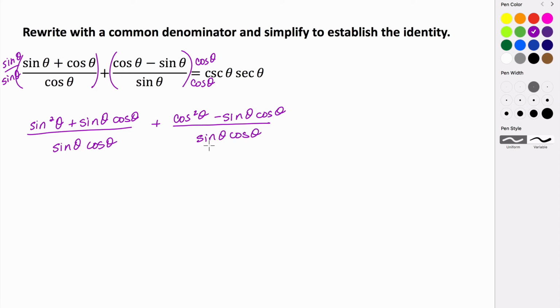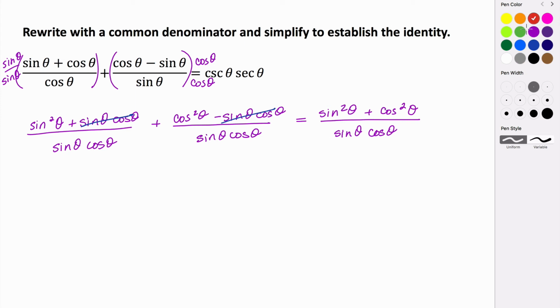So now that these have a common denominator, we can just add the terms in the numerator. So when we do that, we're going to have sine squared theta. We're going to combine any like terms if possible. So we have sine theta, cosine theta, but we also have its opposite. So those are going to cancel. And then we just have a cosine squared theta. So plus cosine squared theta. And then all of that is divided by the sine of theta times the cosine of theta.